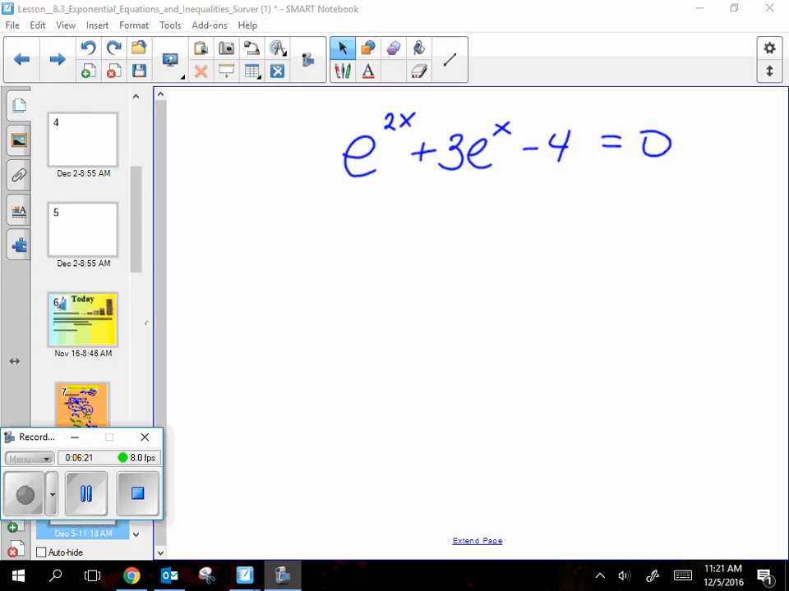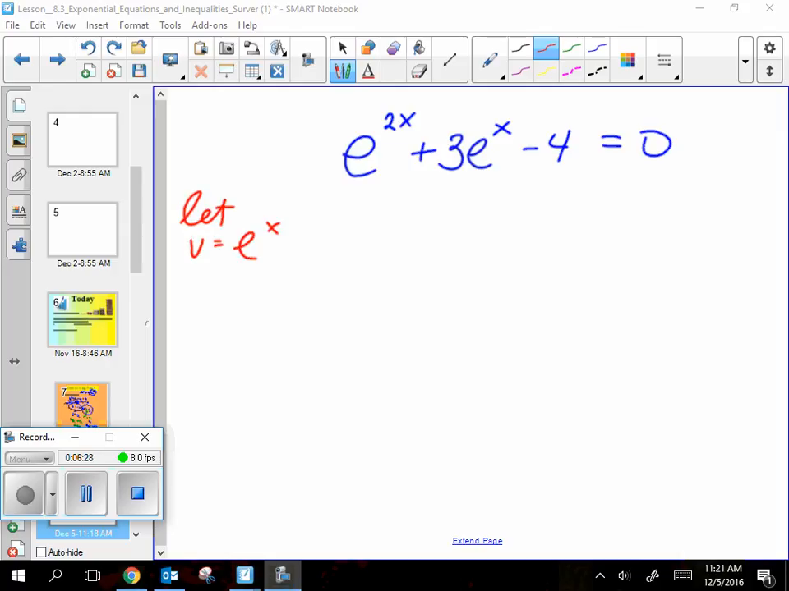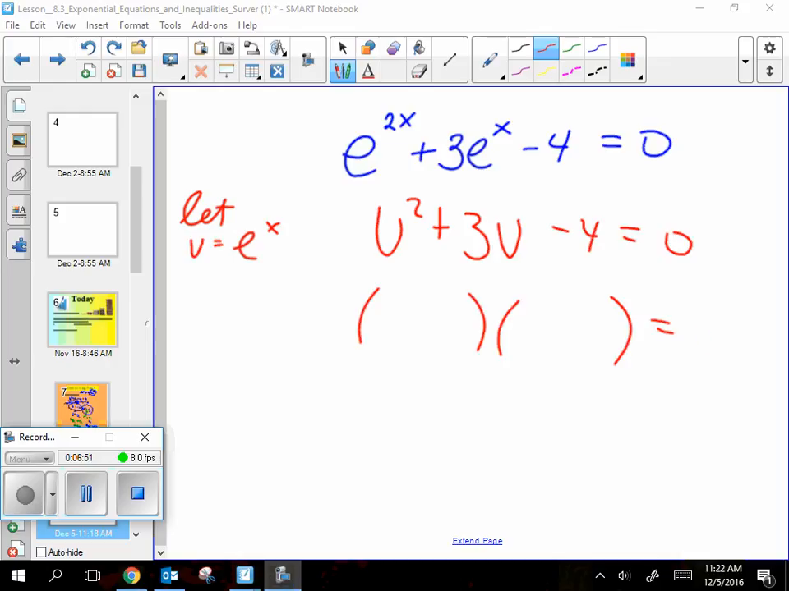Let's see how you did. First off, how many of you actually remembered to write let u equal e to the x? Because if you didn't, give yourself mathematical permission to do that. You got to put that on the side. That's your only way of being okay with just totally changing this problem to u squared plus 3u minus 4 equals 0, and then it factors to u plus 4 and u minus 1.